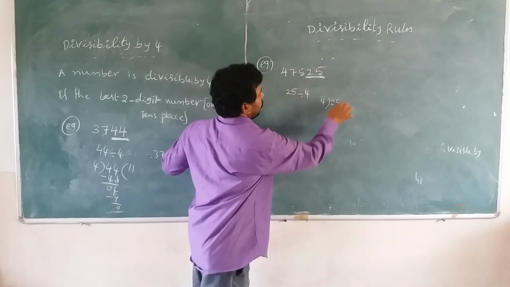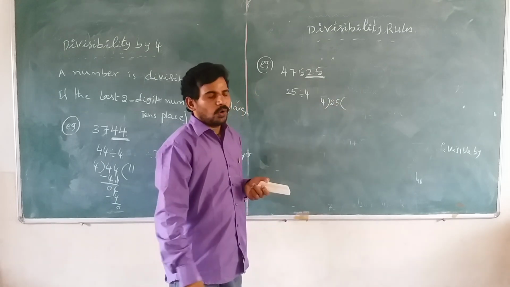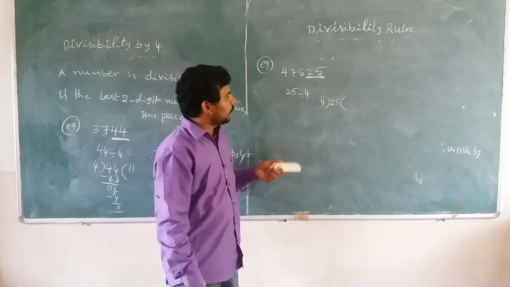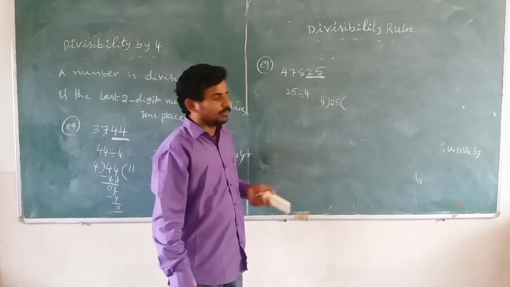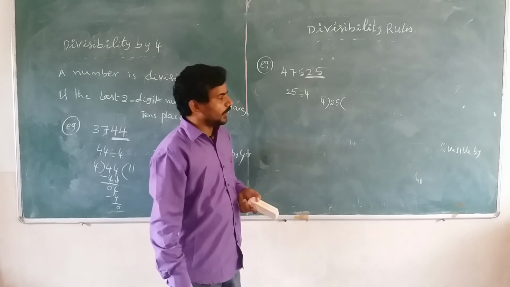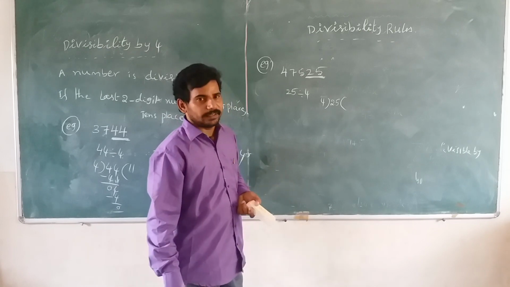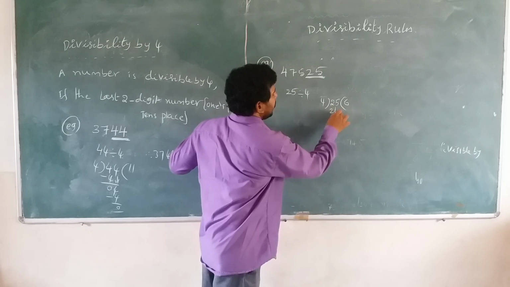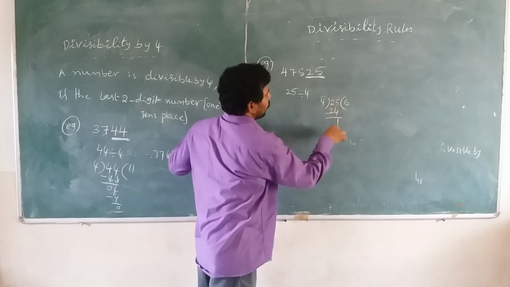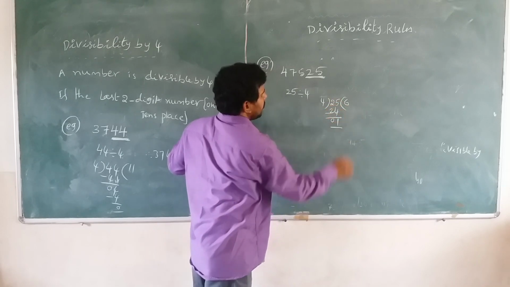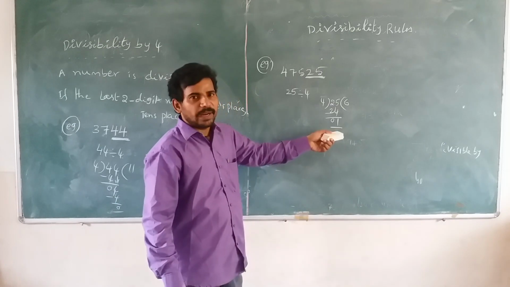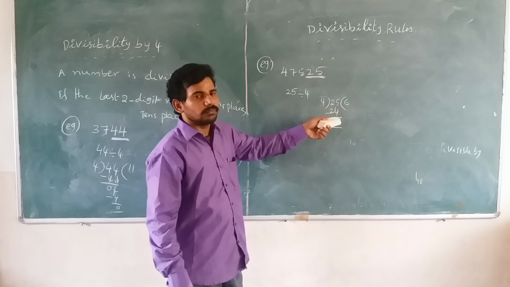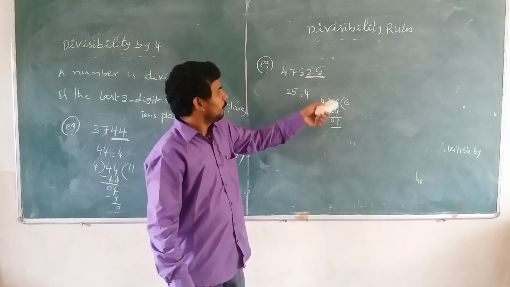25 divided by 4. 4 table: 4 ones are 4, 4 twos are 8, 4 threes are 12, 4 fours are 16, 4 fives are 20, 4 sixes are 24, 4 sevens are 28. That is more than 25. So 4 sixes are 24. 5 minus 4 is 1, 2 minus 2 is 0. What is the remainder? 1. A remainder of 1 means it's not exactly divisible by 4.